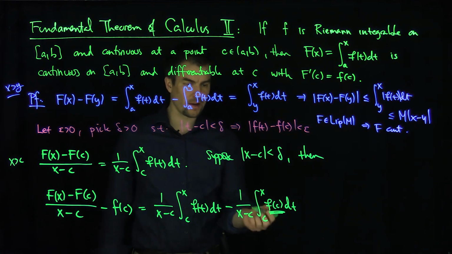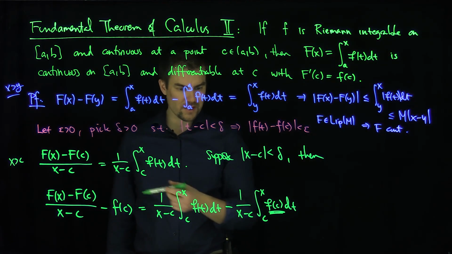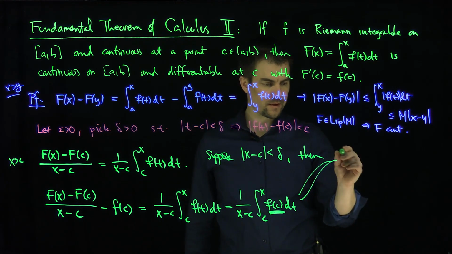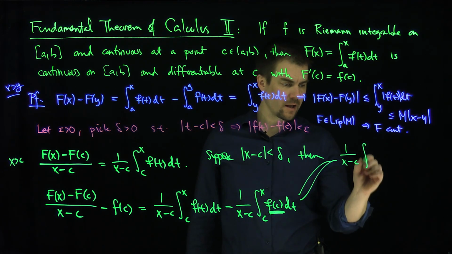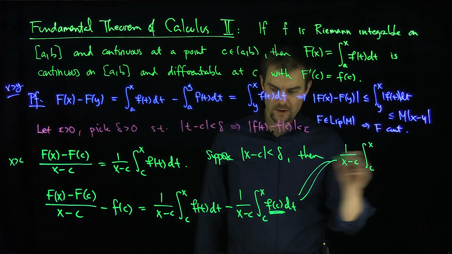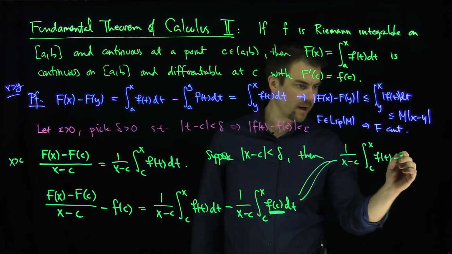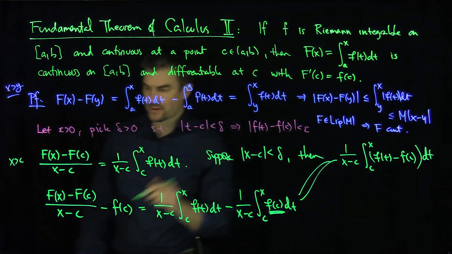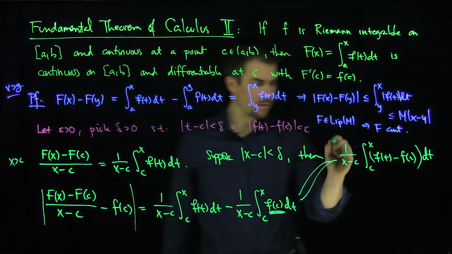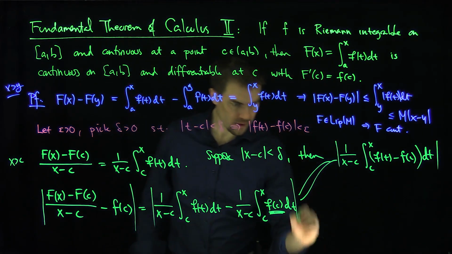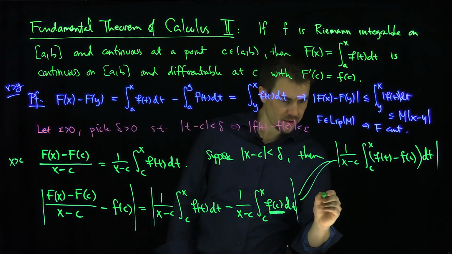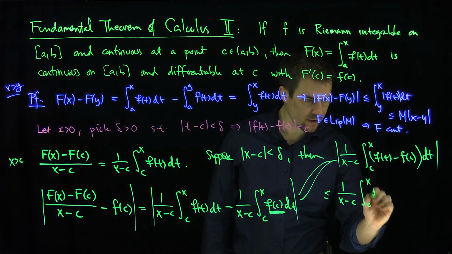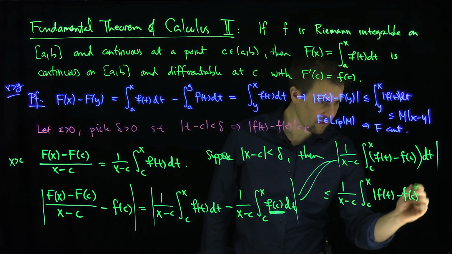So this constant just integrates to f of c times x minus c. Pull the f of c out, and the x minus c will cancel. So all total, this expression is equal to 1 over x minus c times the integral from c to x of f of t minus f of c dt. Now if I take absolute values everywhere, I see that this is less than or equal to 1 over x minus c times the integral from c to x of the absolute value of f of t minus f of c dt.